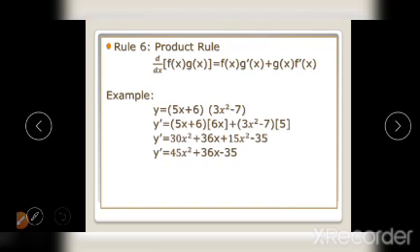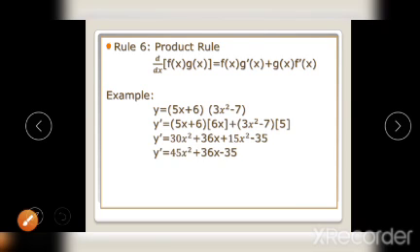Next, we have Rule 6, the product rule. So the derivative of the product of two functions is copy the first term, which is the first function, the f of x, and multiply by the derivative of the second term, g of x, plus copy the second term and multiply by the derivative of the first term, the f of x.